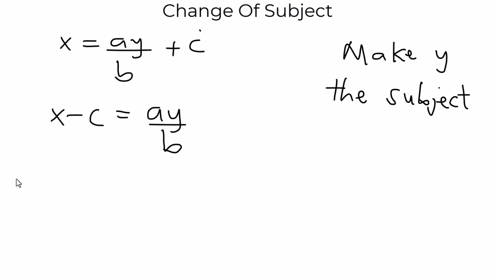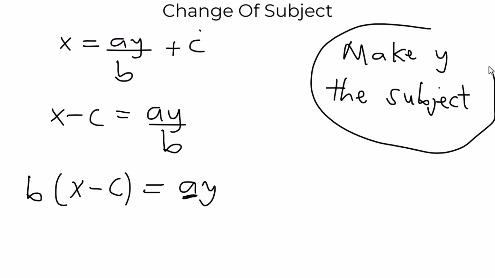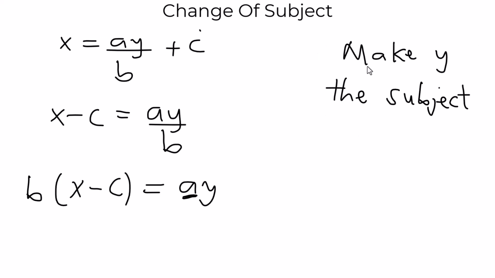So when we move the b, it becomes b will multiply x minus c. So now we are left with ay. You see how easy change of subject is? So now we have b into bracket x minus c equals ay. So what is the next step? The next step is we still have a attached to y. We have to make y the subject. Make y the subject. That's what we are supposed to make.